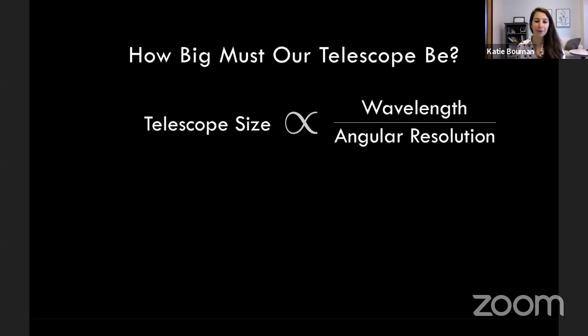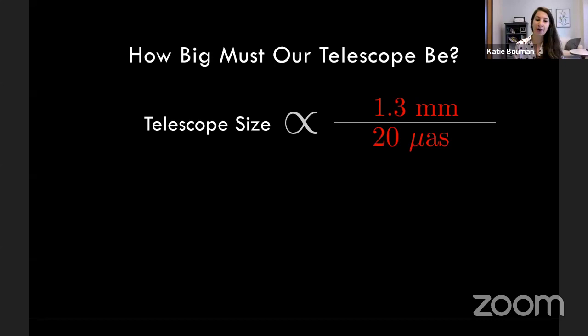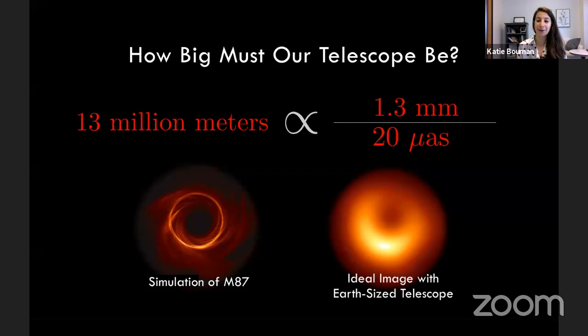So if we plug in the wavelength and the required angular resolution necessary to see the black hole shadow into the diffraction limit equation, we can calculate that in order to see the black hole's ring, we need to build a telescope that's 13 million meters across, or essentially the size of the Earth. And if we could build this Earth-sized telescope, we could just start to make out that distinctive ring of light that's indicative of the black hole's event horizon.